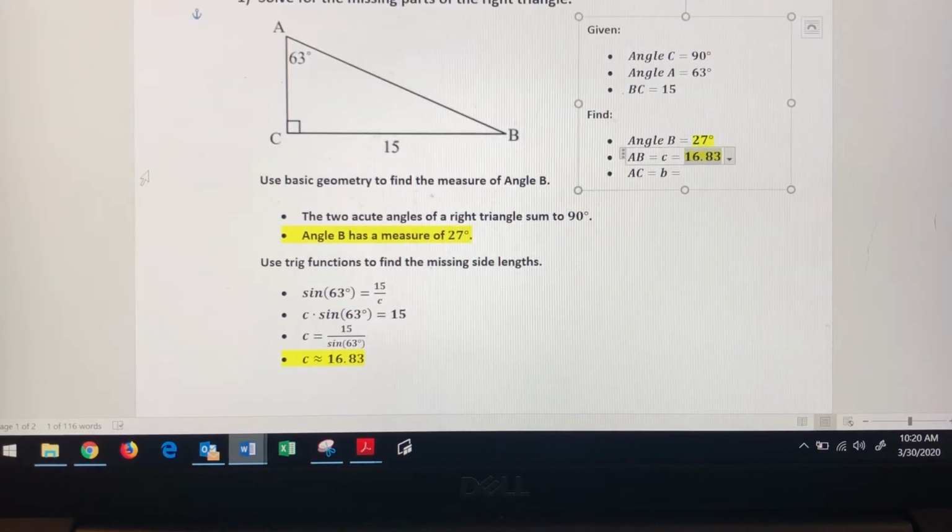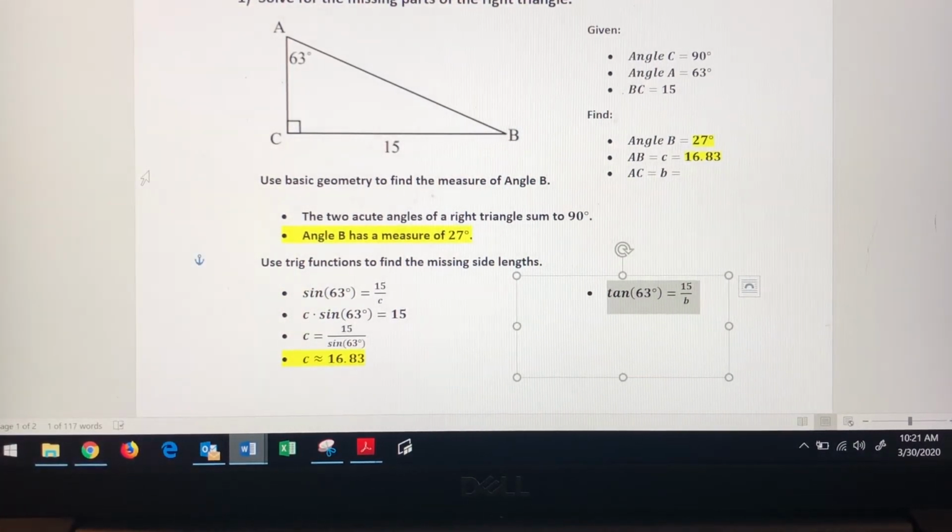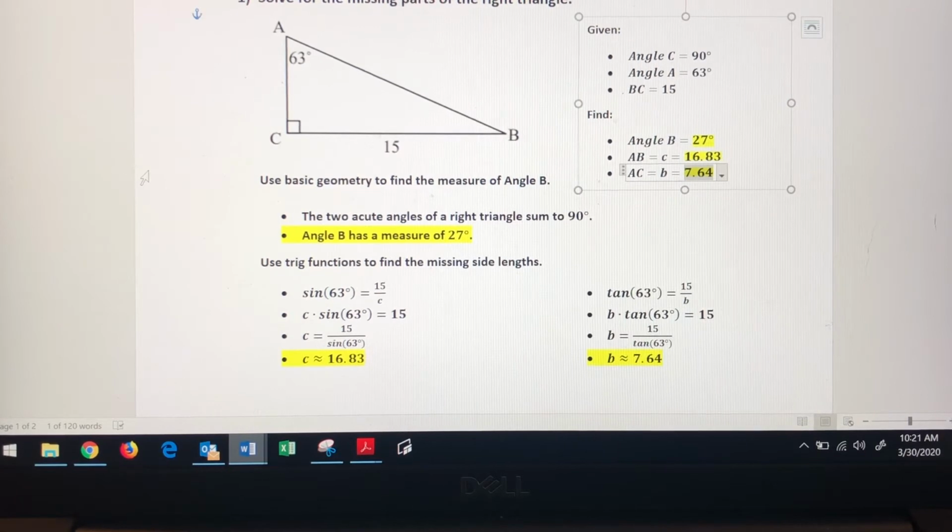Next thing we want to do is find side B. So we're going to use trig functions to find side B. We're going to use the tangent of 63. So the tangent of 63 equals the opposite 15 over the adjacent, which we'll call B in this case. We're going to multiply both sides by B. We're going to divide both sides by tan 63, and that's going to give us our missing side length, which is approximately 7.64. So we found all 3 missing parts. Now we know all 6 parts to this triangle, so we've solved the right triangle.